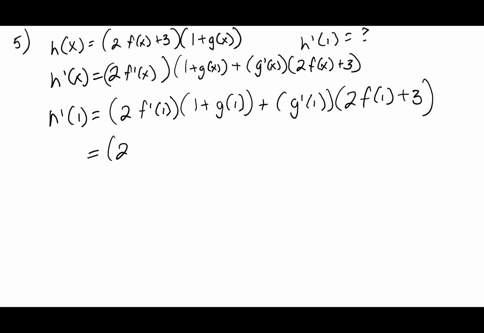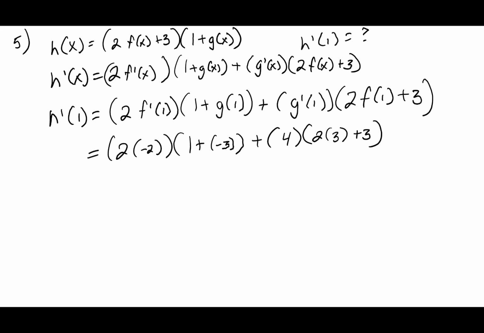So f prime at 1 is -2. g of 1 is -3. g prime at 1 is 4. f of 1 is 3, plus 3. Now I have all of my numbers in for each function.